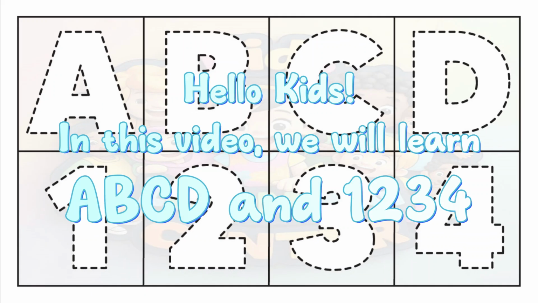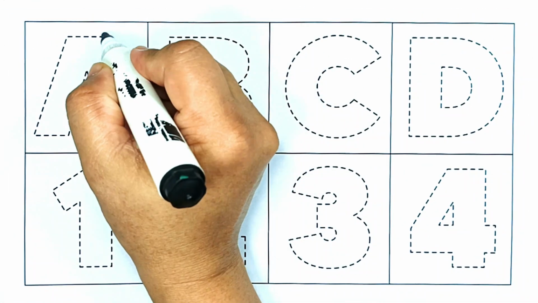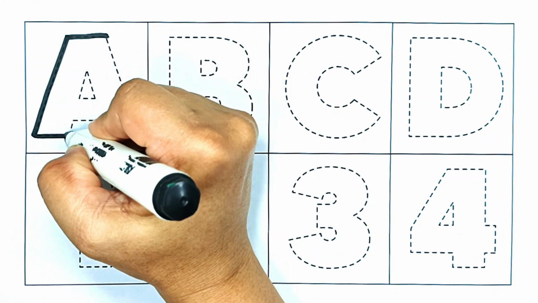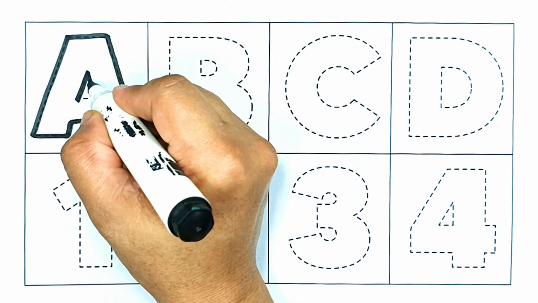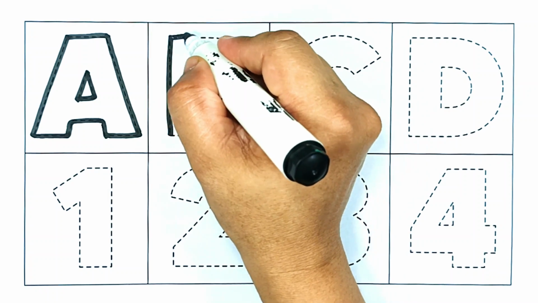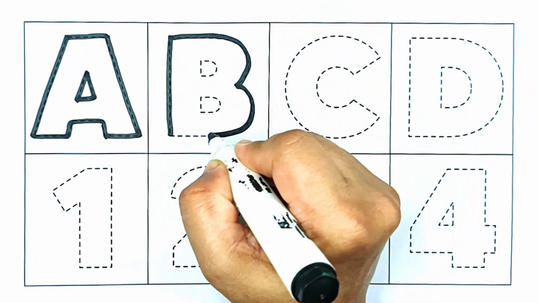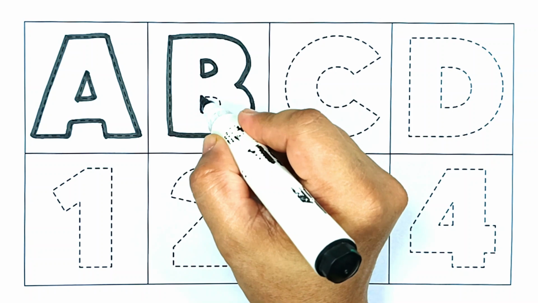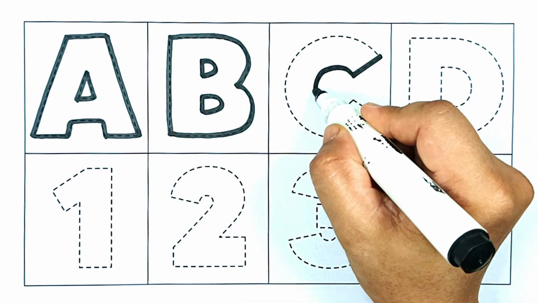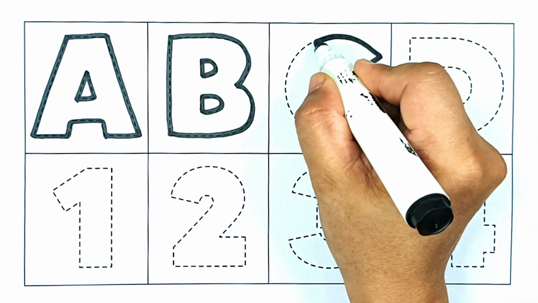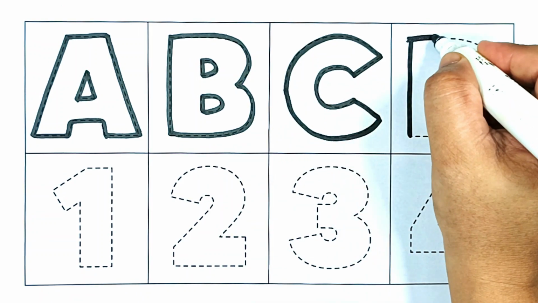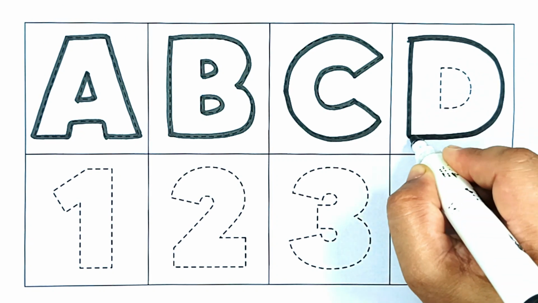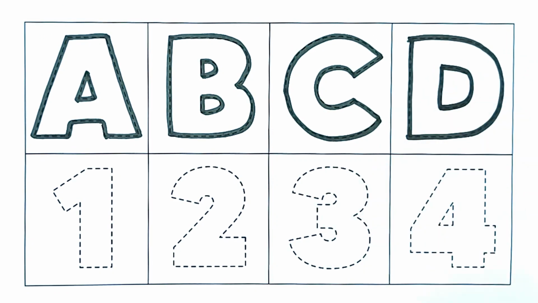Hello kids, in this video, we will learn ABCD and 1 2 3 4. A, A. B, B. C, C. D, D.